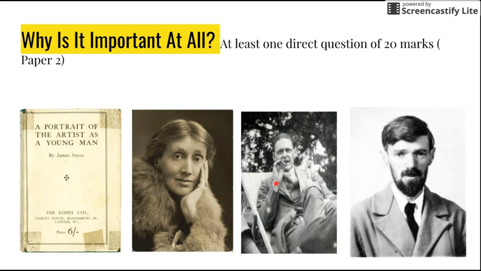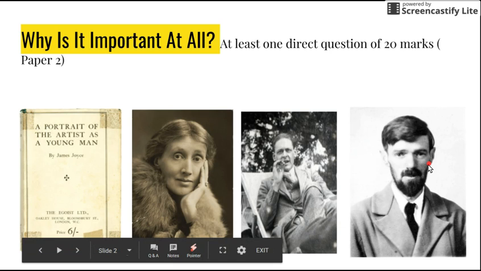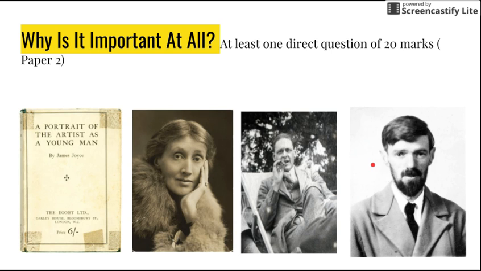The Love Song of J. Alfred Prufrock, has elements of interior monologue. And this is D.H. Lawrence, Sons and Lovers. So these four texts are directly or indirectly related to stream of consciousness. So a question can come. So you will at least have one direct question and one indirect question. So you're looking at between 20 to 60 marks.